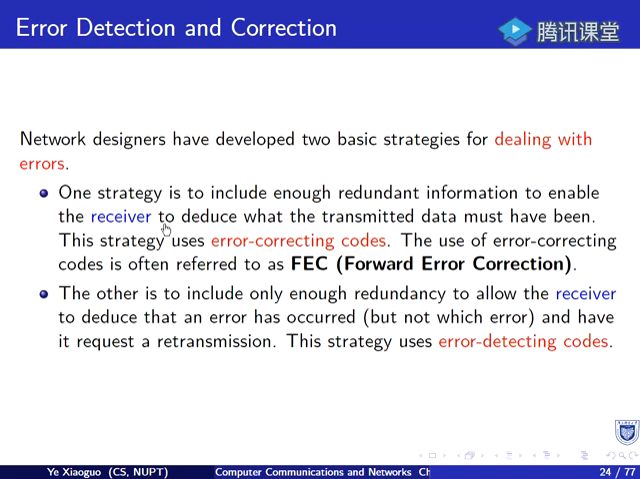Network designers have developed 2 basic strategies for dealing with errors. One strategy is to include enough redundant information to enable the receiver to deduce what the transmitted data must have been. This strategy uses error correcting codes. The use of error correcting codes is often referred to as FEC, which means forward error correction.